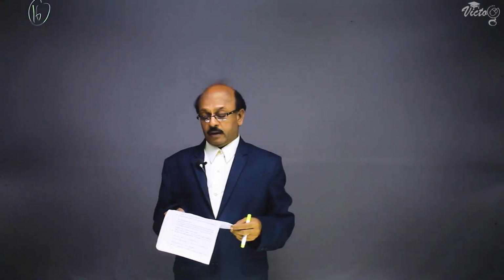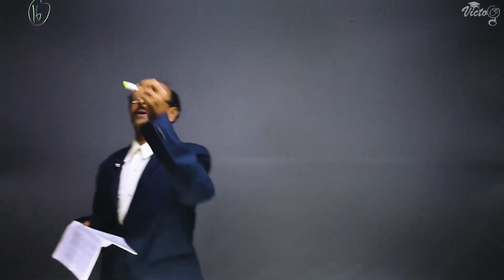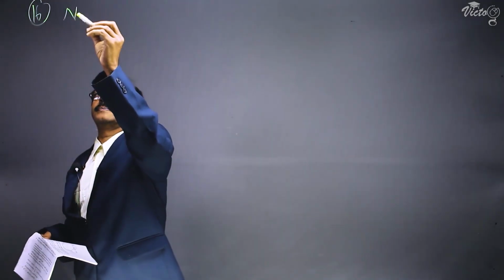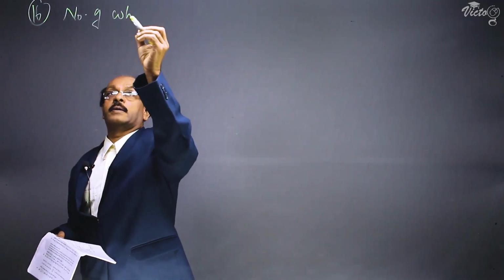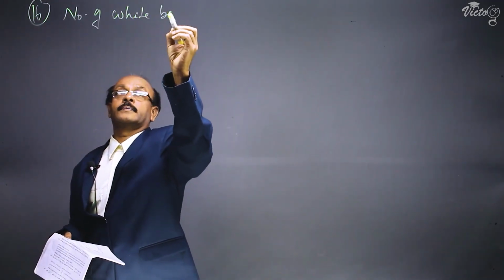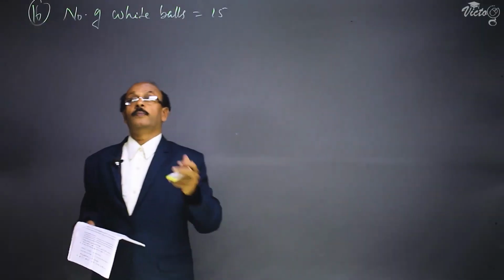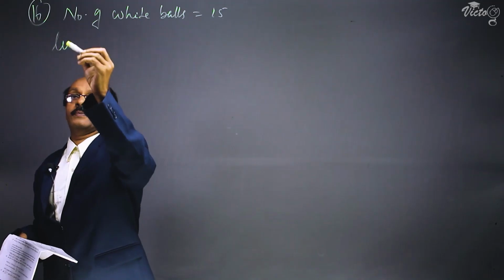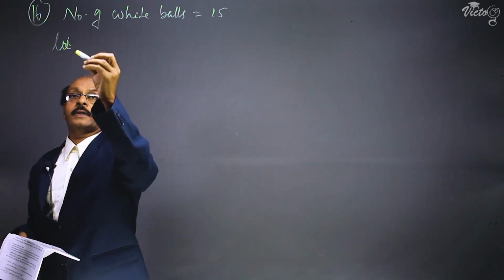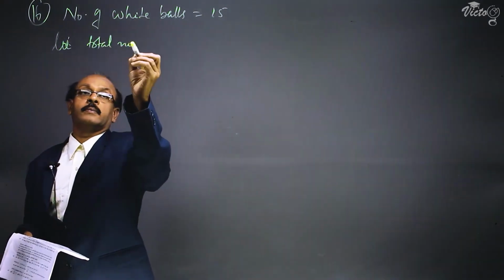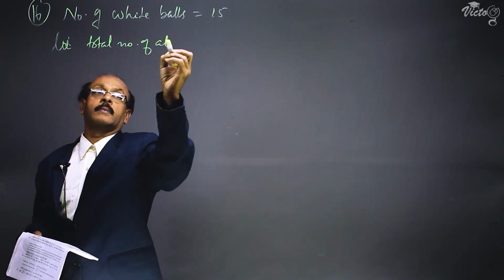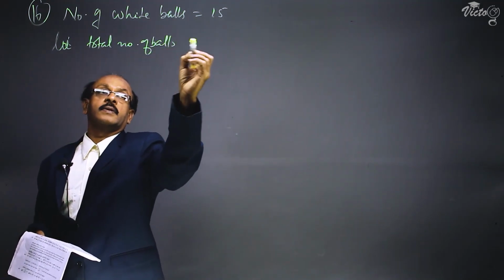It's a problem from probability. Number of white balls is given as 15. Number of white balls is equal to 15. Let us assume total number of balls is equal to x.